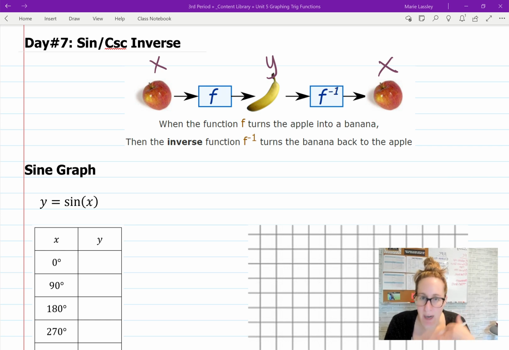Now it's loaded. So the apple is our x, the banana is our y. If you have a regular function, just f of x, you plug in the apple, you get the banana. With inverse equations, you're plugging in the banana to get the apple back out. That's kind of the relationship.